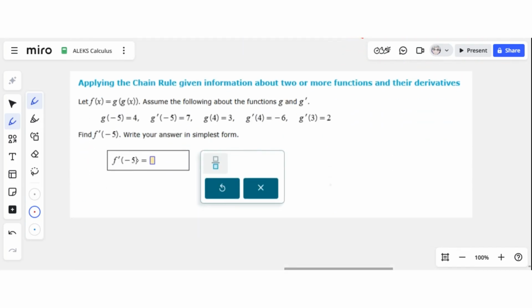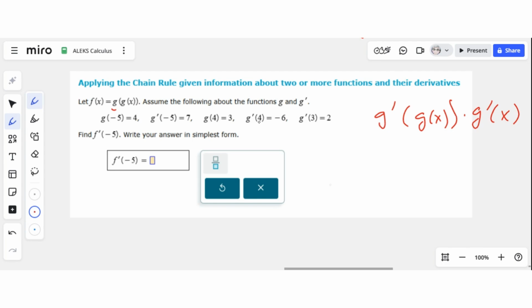This time we want to find f prime of -5, and f is defined as g of g of x. So how do we write the chain rule there? Well, g is the outside function, so we want the derivative of that, g prime of g of x, and we have to multiply it by the derivative of the inside function, which is g of x. So g prime of g of x times g prime of x.